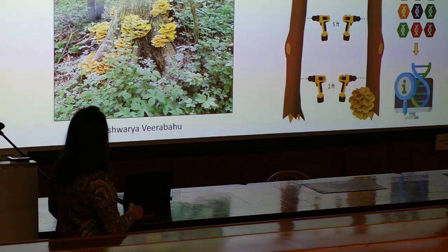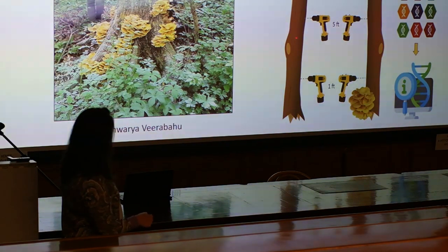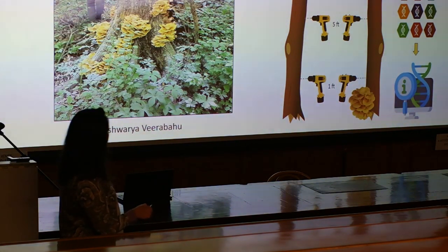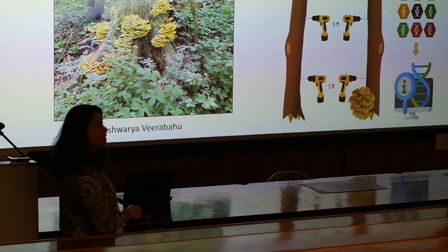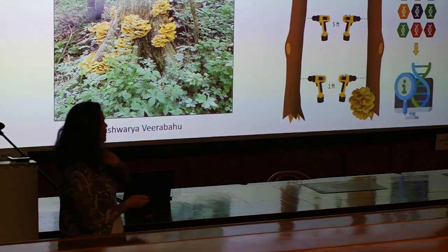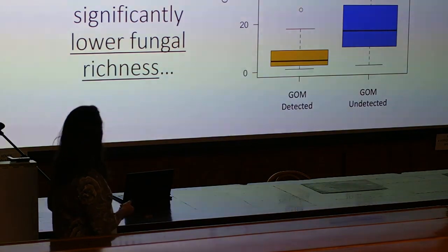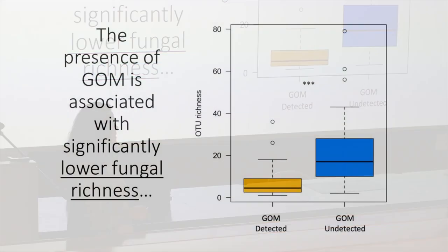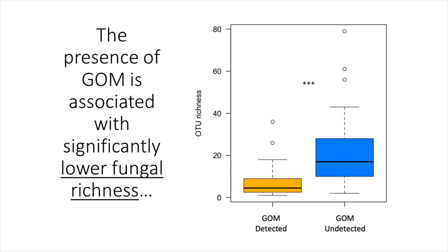So Michelle and Aishwarya went to trees without GOM, and trees with GOM, and drilled and got the wood and then used DNA sequence data to try to understand what's going on in trees where there is GOM. And the data are dramatic. So here is a tree that has GOM.